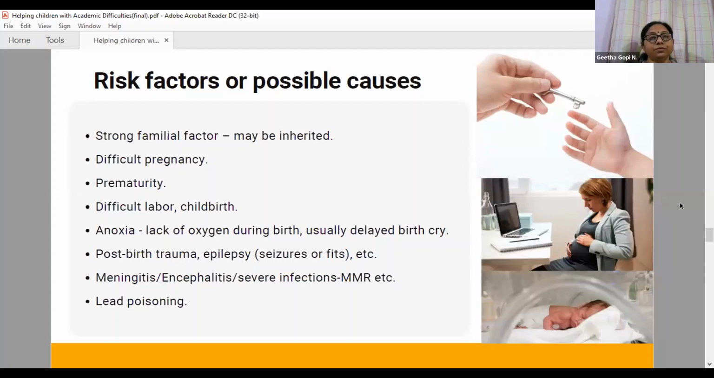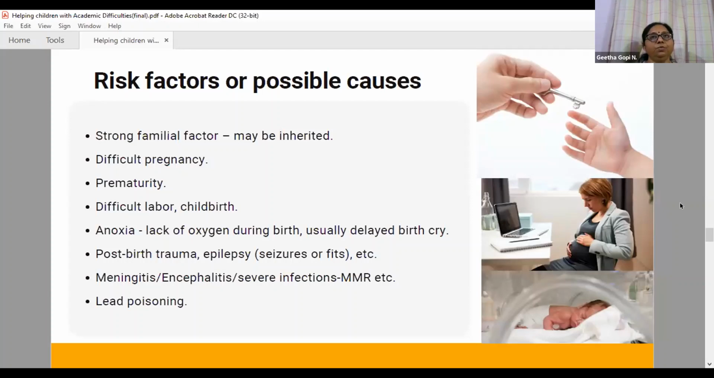During birth, also lack of oxygen, which is anoxia, or hypoxia, which is reduction of oxygen, which is usually denoted by a delayed birth cry. If while taking case history, the parents do tell you there was a delayed birth cry, that is also a possible risk factor, because again, a lot of brain damage could occur because of lack of oxygen, or not getting enough supply of oxygen during birth.